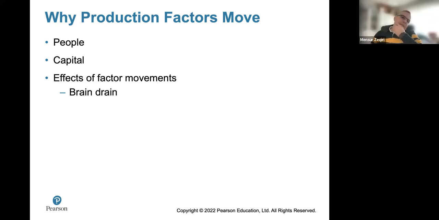Okay, and then we have why these production factors move, which is the effects of factor movements. This is something we have a lot of nowadays, and it is mainly known as brain drain. This is the effect of outward migration on the country. Countries lose potentially productive resources when educated people leave the country, and this is what we call brain drain.